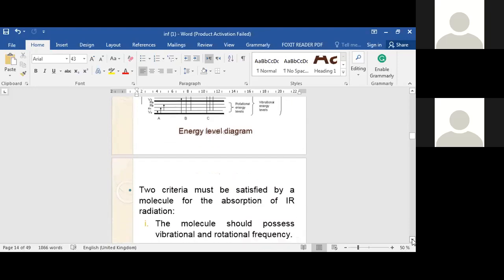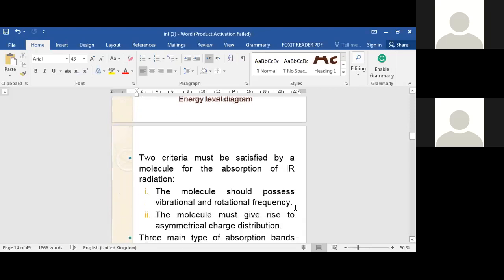There are two criteria that must be satisfied by the molecule for the absorption of IR. First one, the molecule should possess vibrational and rotational frequency, as I mentioned a few minutes ago. Second one, the molecule must give rise to an unsymmetrical charge distribution.